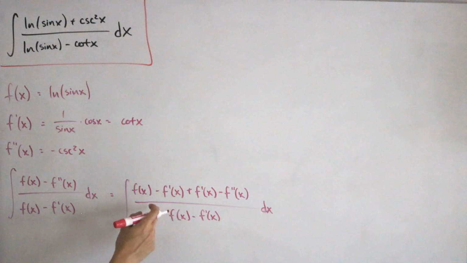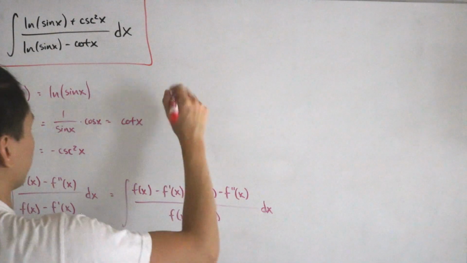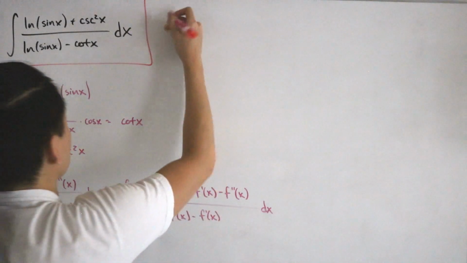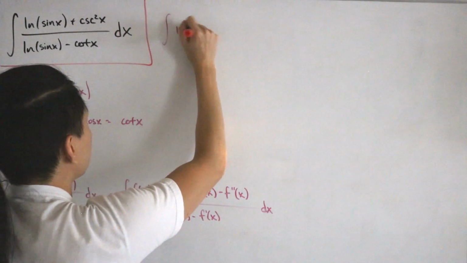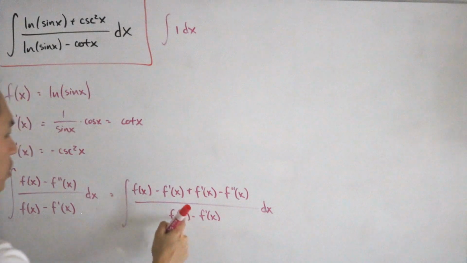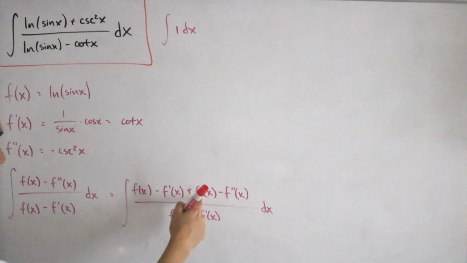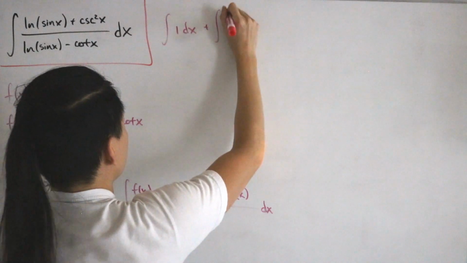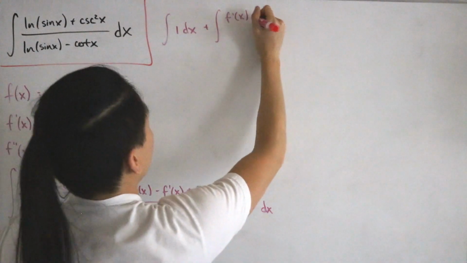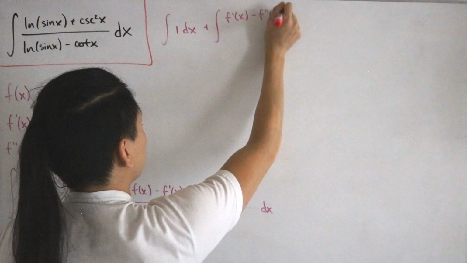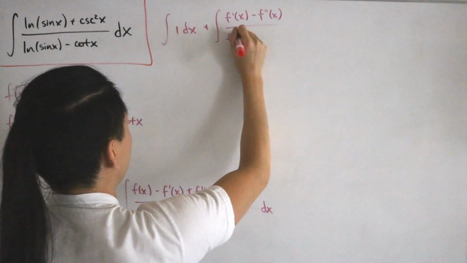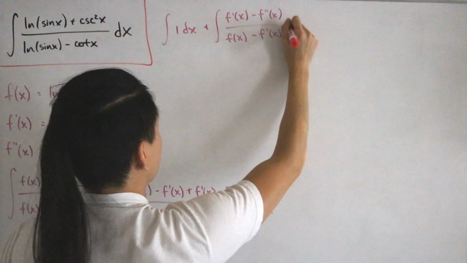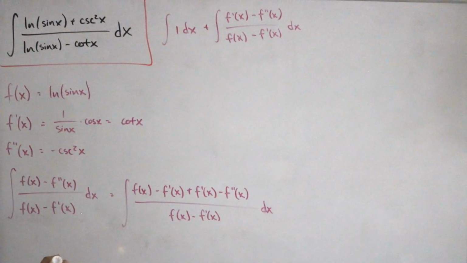Now some things can be simplified by applying linearity. First, I have f of x minus f prime of x in the numerator, which cancels with the denominator, so it just leaves an integral of 1 dx. And then all we're left with is plus the integral of f prime of x minus f double prime of x, divided by f of x minus f prime of x, dx. All right, so that's what we're left with.